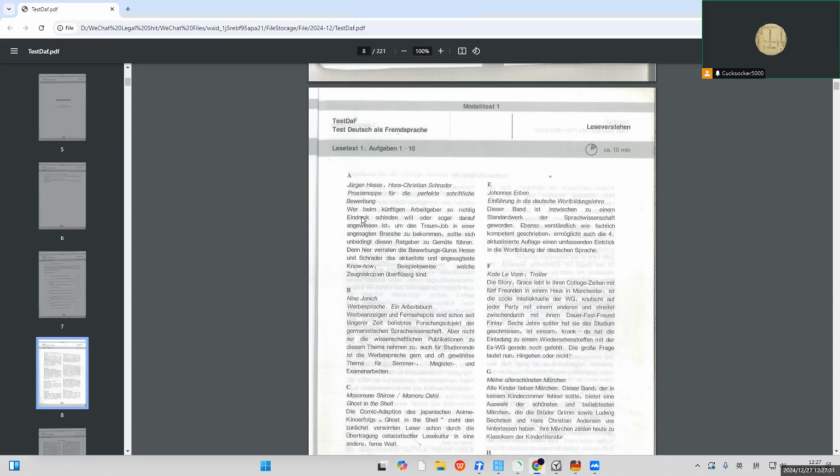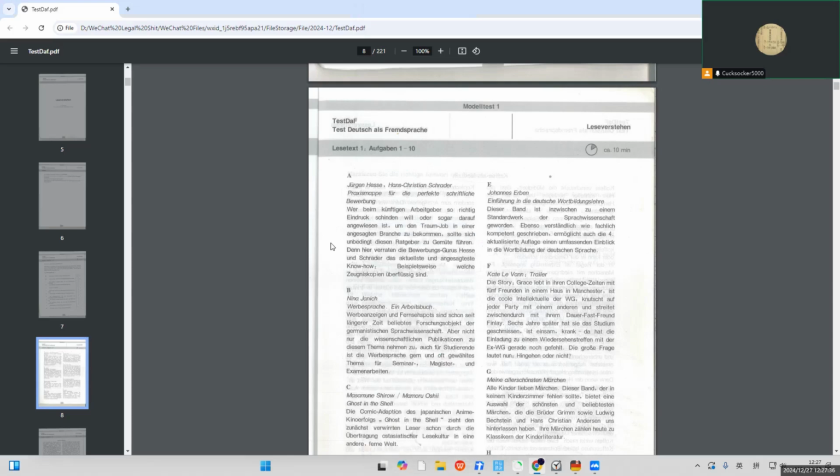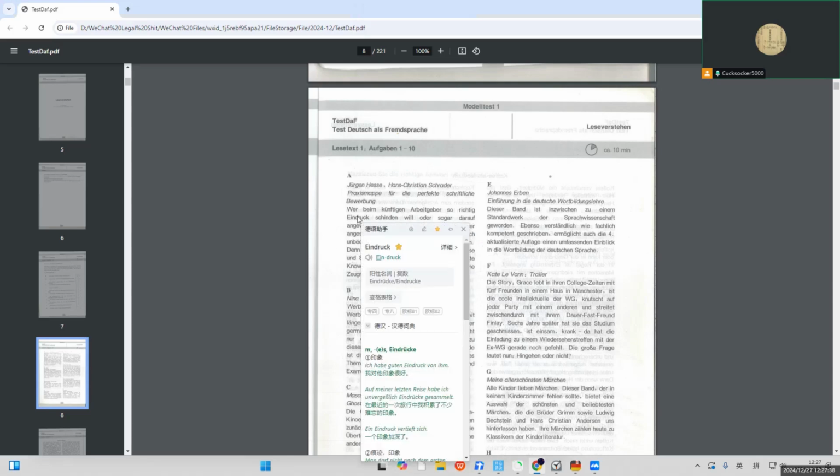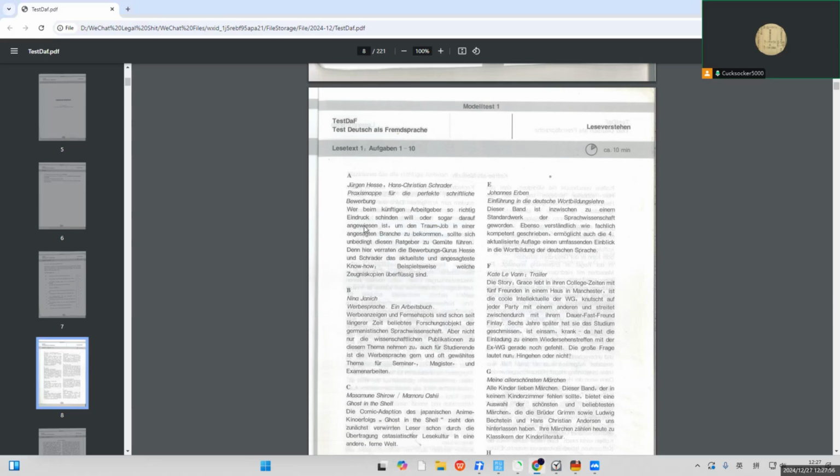Usually, okay, Eindruck, I think it's the neuter. No, it is masculine. Ich habe einen guten Eindruck von ihm. Okay. Auf meiner letzten Reise habe ich unvergessliche Eindrücke gesammelt. Okay. Eindruck, it's an important word.